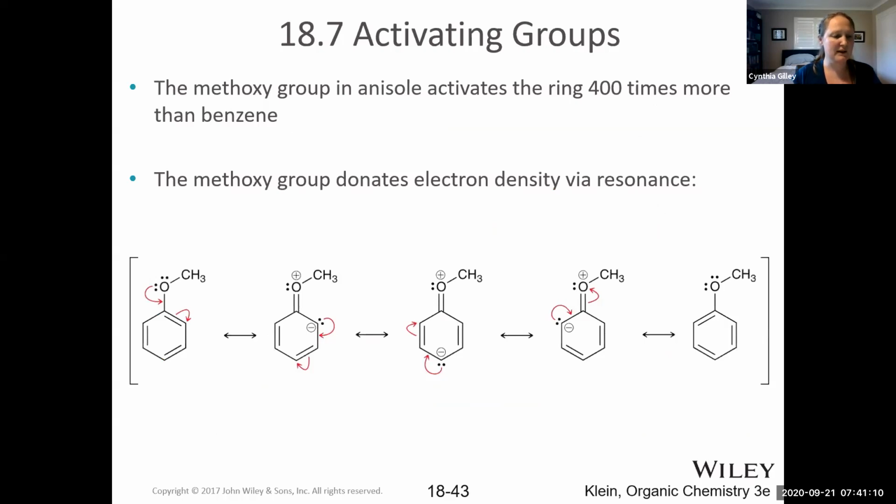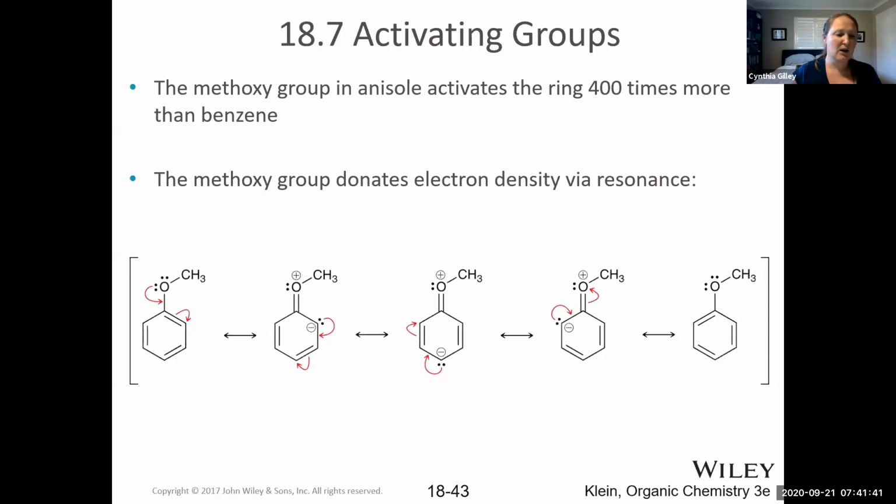Okay, what about the methoxy group, right? Here you can see a methoxy group. So this is, if you remember your aromatic nomenclature, right? This is anisole. Anisole has an aromatic ring with a methoxy group attached. So the question is, is this an electron donating group or an electron withdrawing group? And actually, it is an electron donating group, and anisole reacts 400 times faster than benzene.